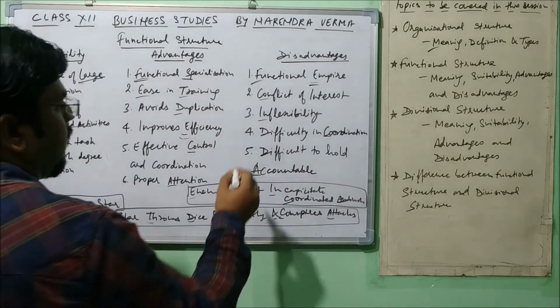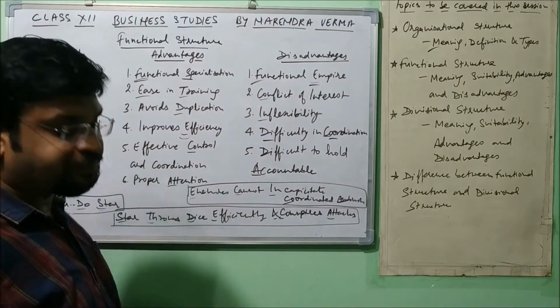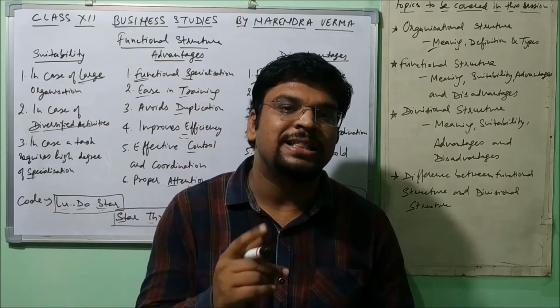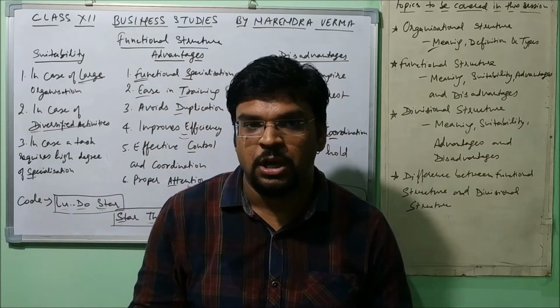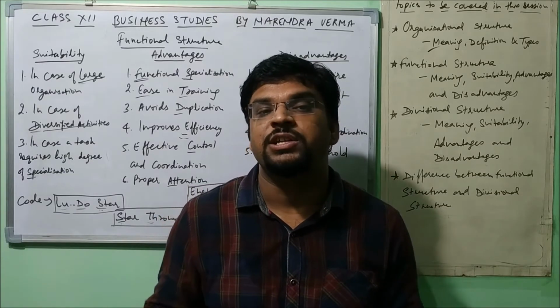Another, difficulty in coordination. Like I told you, when the interests of 2 or more departments conflict with each other, then the problem of coordination happens. So there is a problem of coordination when you have various departments.